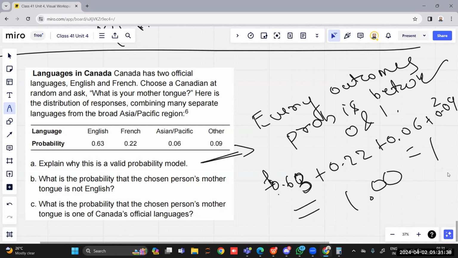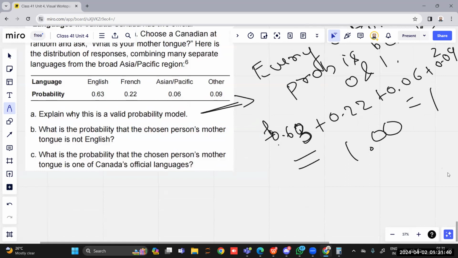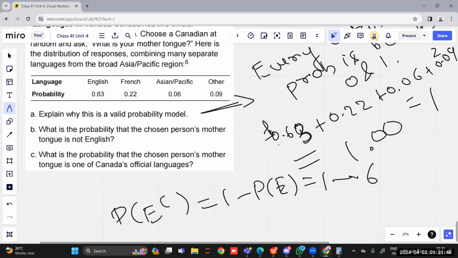Next, what's the probability that the chosen person's mother tongue is not English? So not English, what will it be? It'll be 37. Very good, Zain. Very good. That's right.